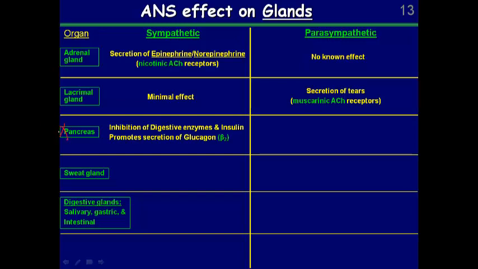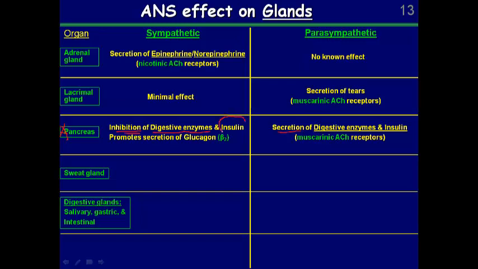Now, pancreas is another important one. One of my favorite organs is the pancreas. Pancreas is involved in a couple of things. One is it produces digestive enzymes. Remember, digestion is a parasympathetic response. So sympathetic neurons inhibit the production of the digestive enzymes, whereas parasympathetic stimulates the secretion of digestive enzymes.